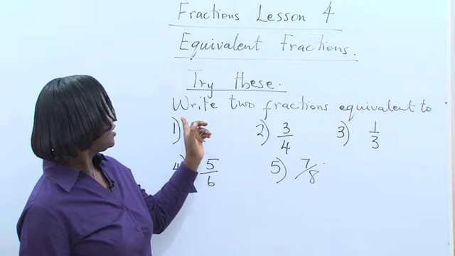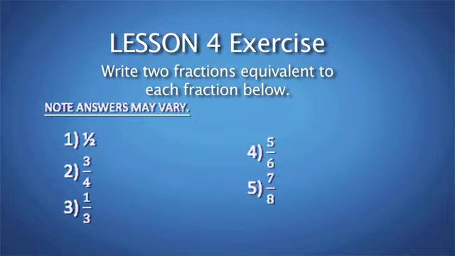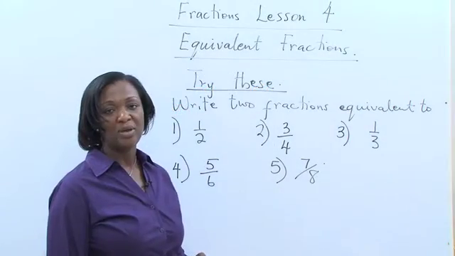Try this out. Write two fractions equivalent to 1/2, 3/4, 1/3, 5 over 6, and 7 over 8. For these sums, the answers can vary because it depends on the number with which you multiply the numerator and the denominator. So try it out and let us know how it goes.